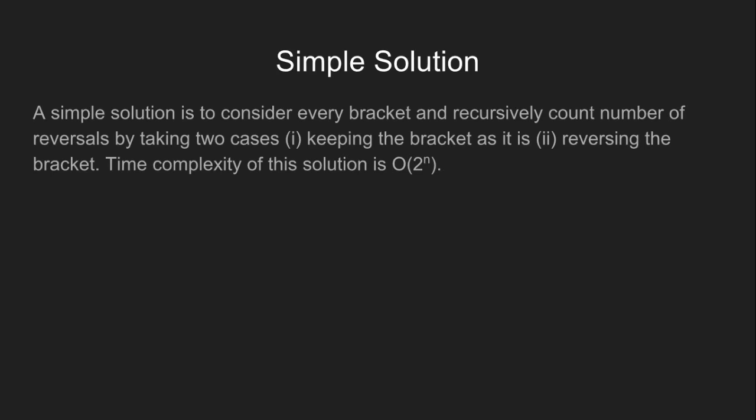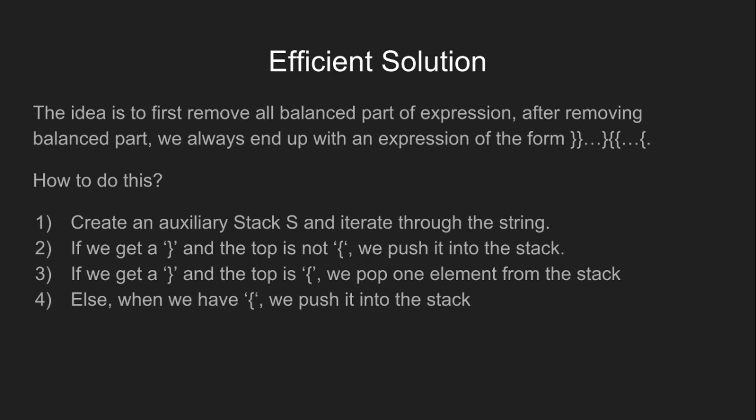A simple solution to this problem is to consider every bracket and recursively count the number of reversals by taking both the cases. First, by keeping the bracket as it is, and second, by reversing the bracket. But this is not an efficient way of doing this problem, since the time complexity for this solution is O(2^n), which is huge. Let's look at an efficient solution now.